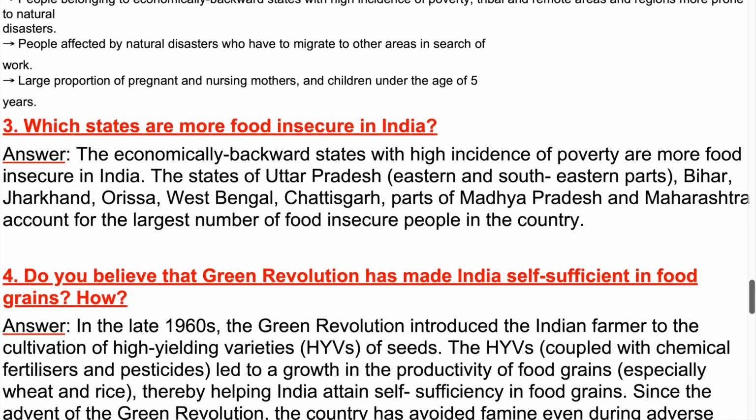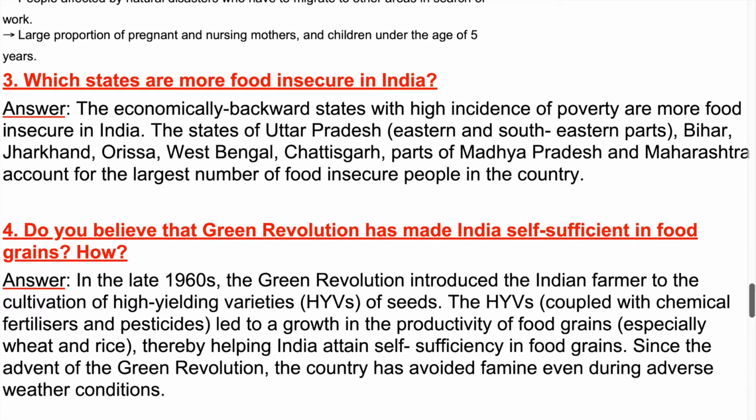3. Which states are more food insecure in India? Answer. The economically backward states with high incidence of poverty are more food insecure in India. The states of Uttar Pradesh, eastern and southeastern parts, Bihar, Jharkhand, Orissa, West Bengal, Chhattisgarh, parts of Madhya Pradesh and Maharashtra account for the largest number of food insecure people in the country.